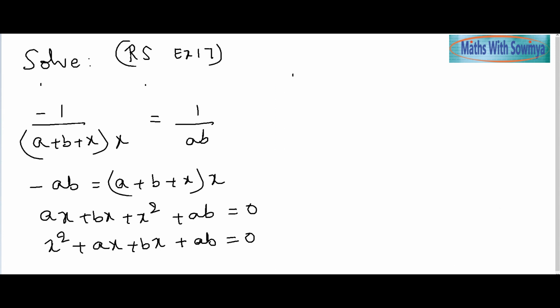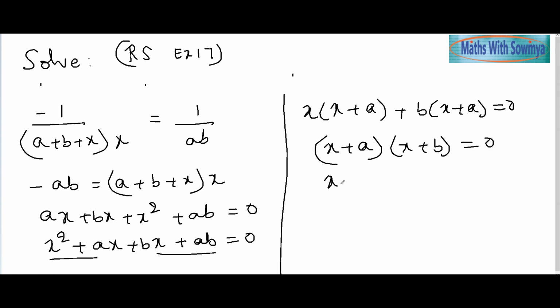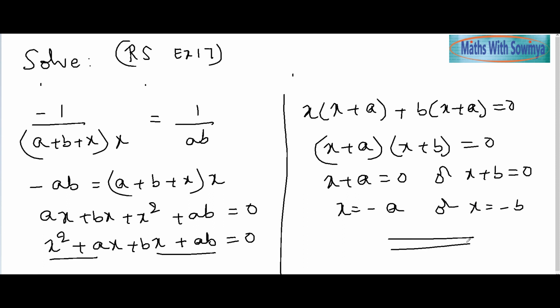Group it and take the common factor here. x common, (x plus a). Here b common, (x plus a). This is equal to 0. (x plus a) into (x plus b) is equal to 0. So x plus a is equal to 0 or x plus b is equal to 0. x is equal to minus a or x is equal to minus b is the answer.